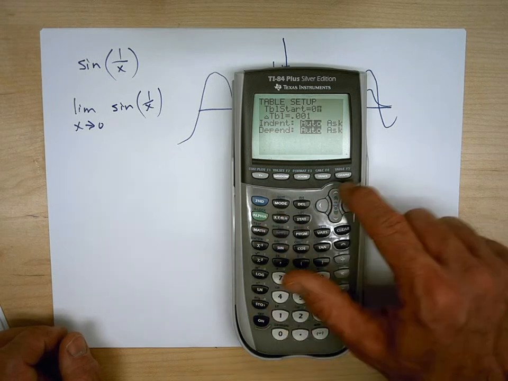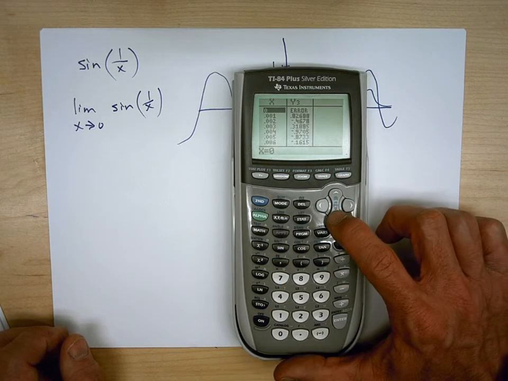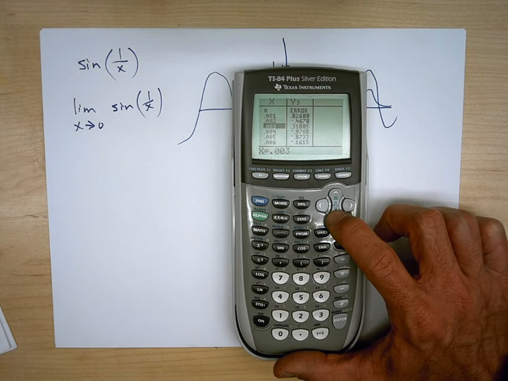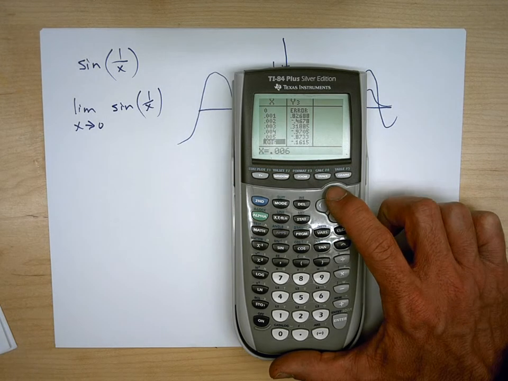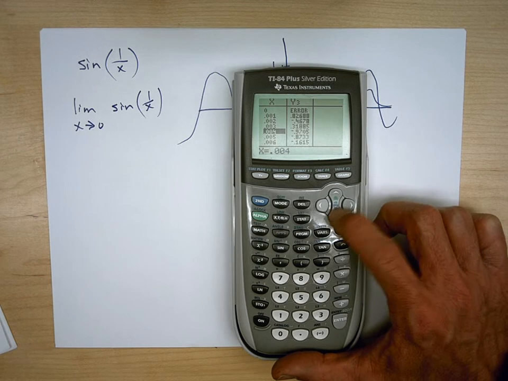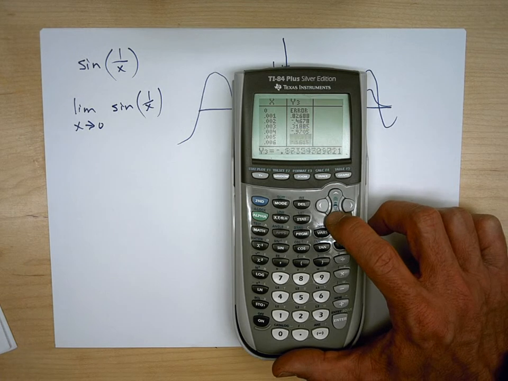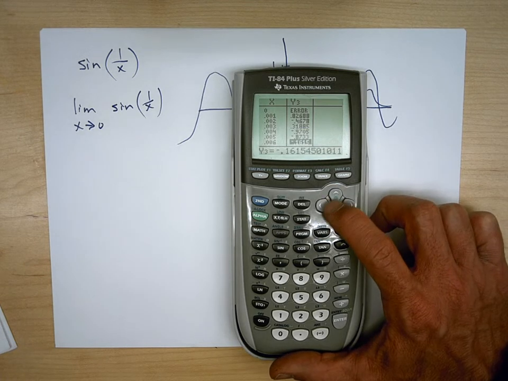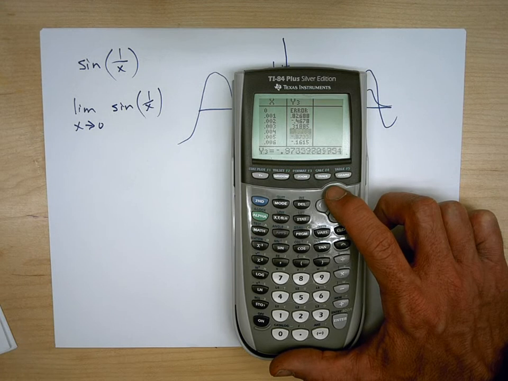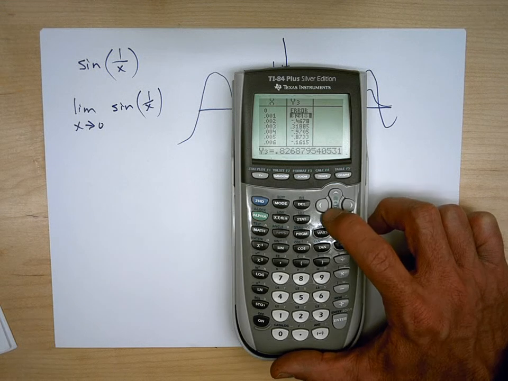So if we look at our table values, these are positive. If we're going this way from 0.006 towards 0, this is like taking the limit from the right. And notice what's happening with our y values. I have negative 0.16, negative 0.87, negative 0.97, positive 0.32, negative 0.47, positive 0.83. They're just jumping around all over the place, right?